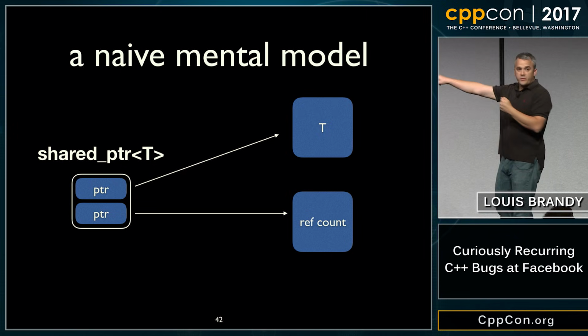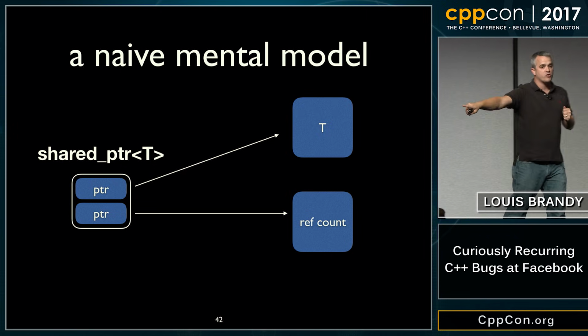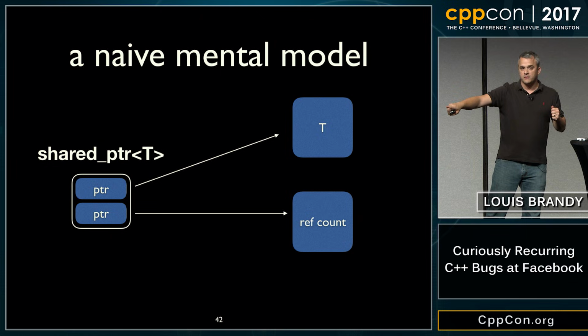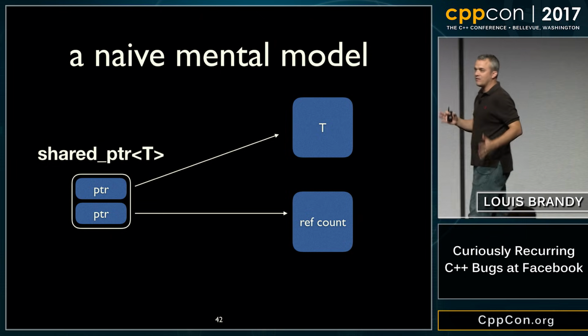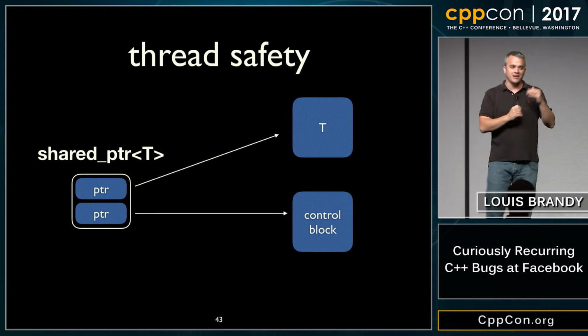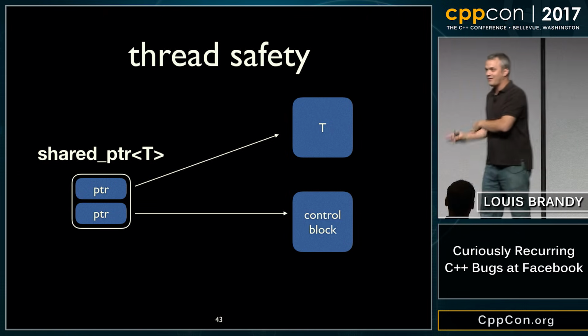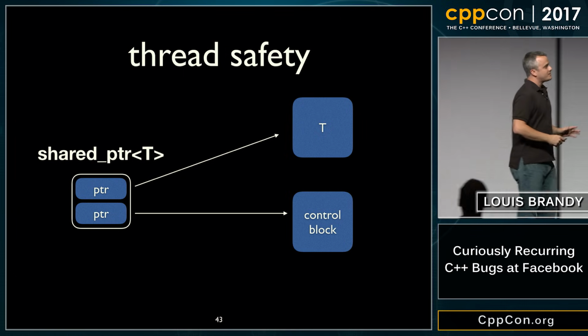It points to 2 things. One pointer points to the shared T. One points to the shared reference count. This is where the C++ people get really uncomfortable. They're like, oh, it's not a reference count. There's a lot of other stuff in there. It's technically called a control block, and it contains the weak pointer count. But for mental model purposes, it's a reference count, okay?